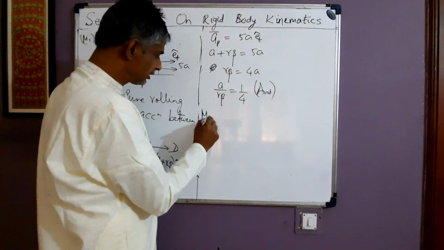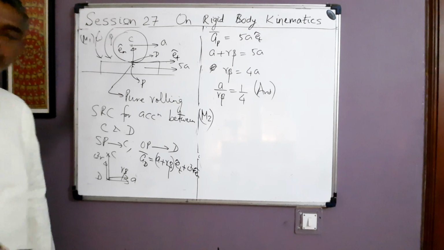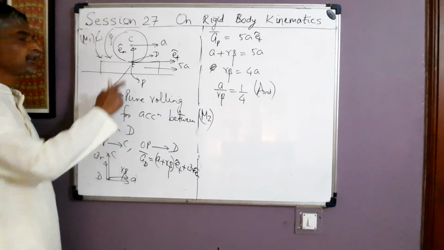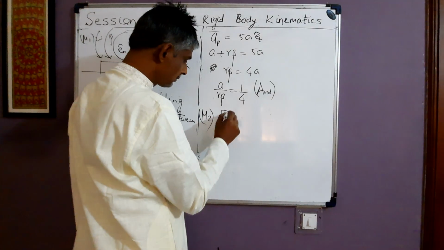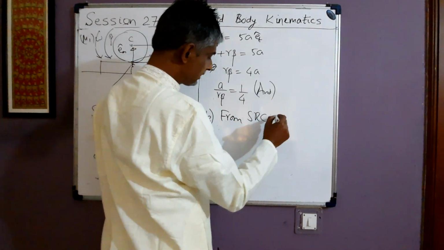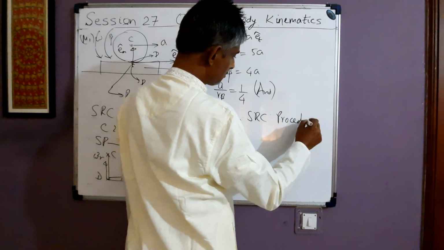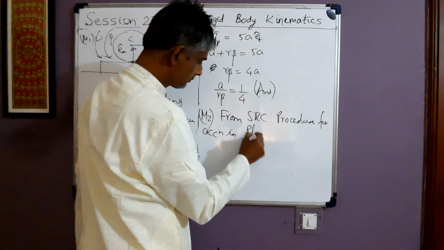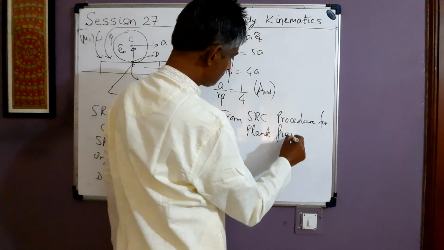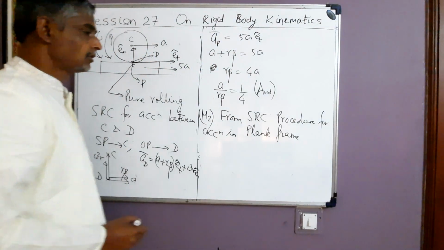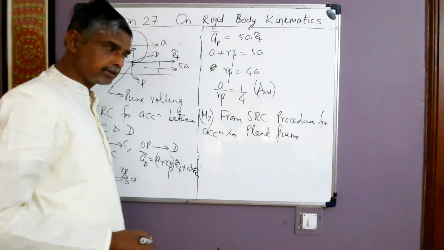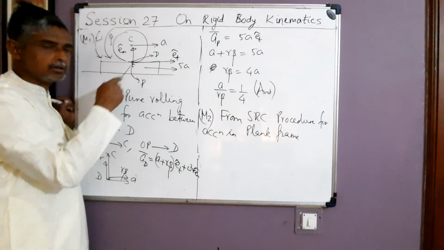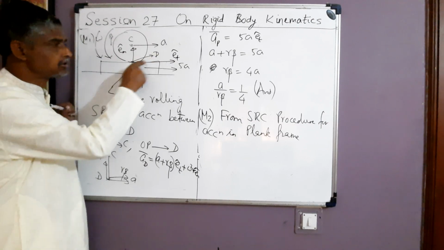Now we take up this problem by method 2. We apply the SRC procedure for acceleration in the plank frame. Again, our aim will be to equate the accelerations of D and P along the common tangent plane, that is along et.